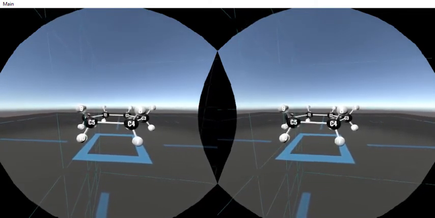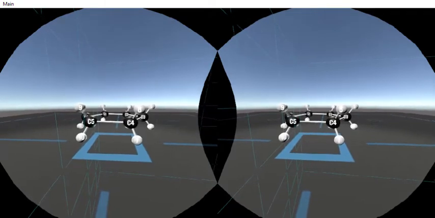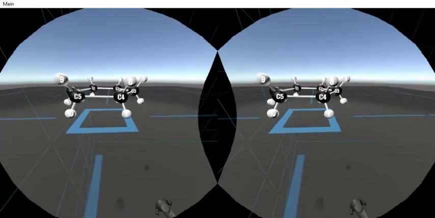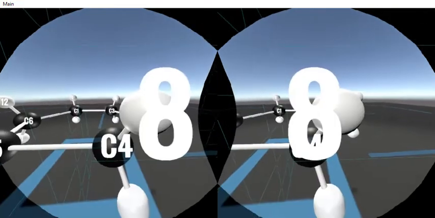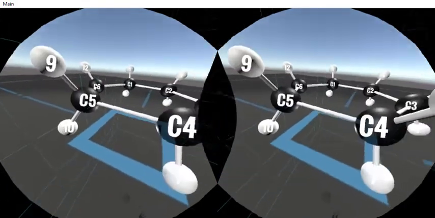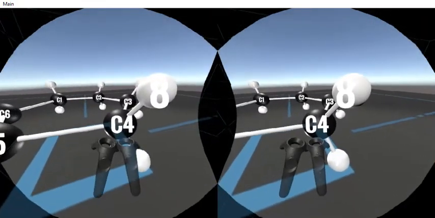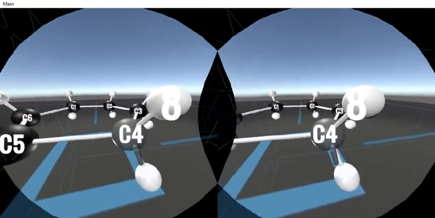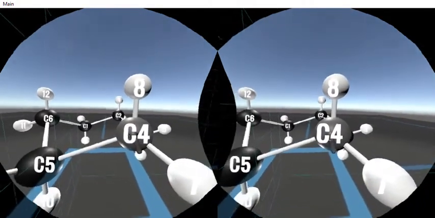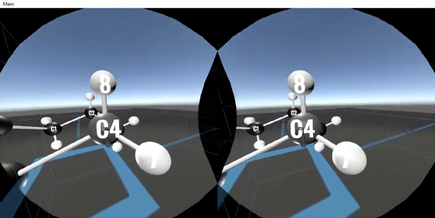You can still see that for hydrogen 9 and hydrogen 10, 9 is still above the ring, 10 is below the ring, 8 is above the ring, 7 is below the ring. So now what we'd like to do is grab C4 and finish the ring flip.